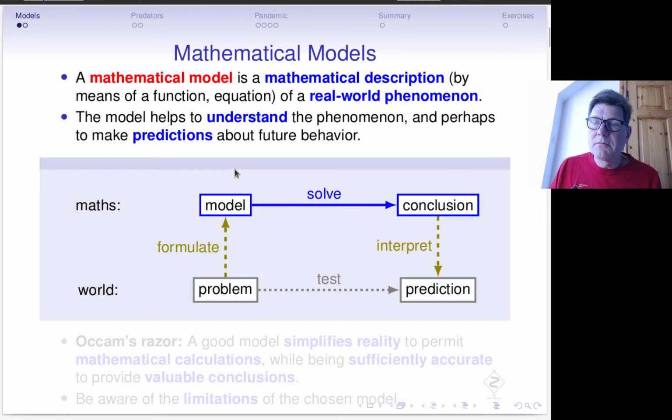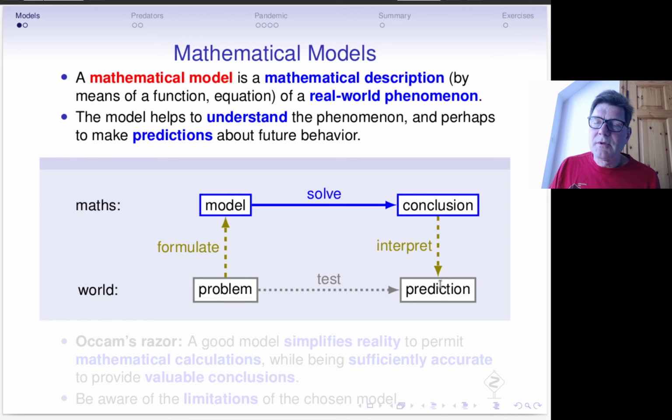Diagrammatically, one can maybe distinguish here a real-world layer from a maths layer, where in the real world you have some kind of problem and then you translate it into the language of mathematics, into calculus language, for example, using functions to formulate a model, which you then, using mathematical tools, can use to solve, come to a conclusion, which then maybe you can interpret as some prediction in the real world, which then can be tested in real world terms.